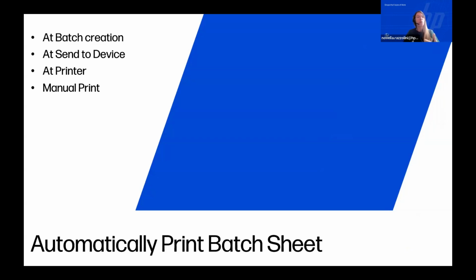Some of you may want to automatically print the batch sheet as soon as the batch is created or as soon as the batch is sent to the device. The goal is to create a more efficient process so that you don't have to manually print out the batch sheet every time this event occurs. The batch sheet can now be printed automatically based on prior configuration in the product component without having to take any additional manual steps after making the necessary configurations.